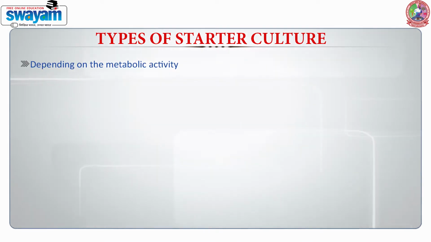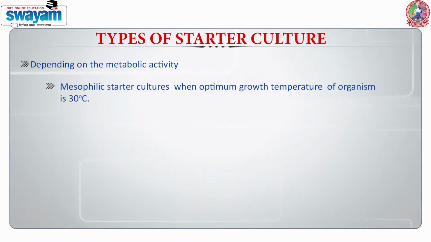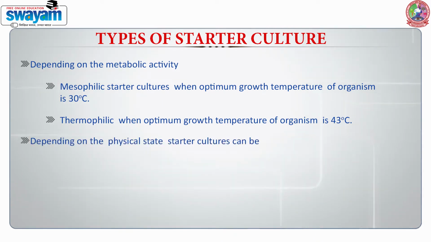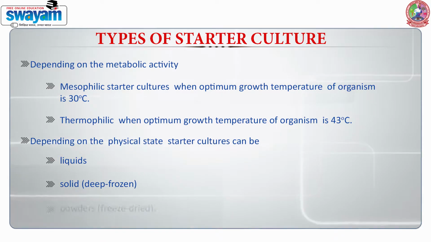Depending on the metabolic activities, the starter cultures include mesophilic starter cultures, when the optimum growth temperature of the organism is 30 degrees C, and thermophilic starter cultures, where the optimum growth temperature of the organism is 45 or more. Depending on the physical state, the starter cultures can be liquid, solid or powder.